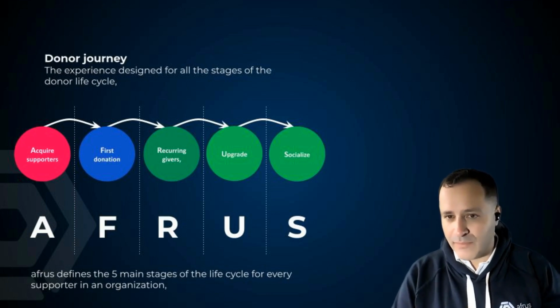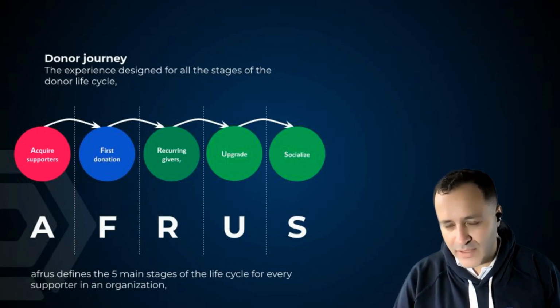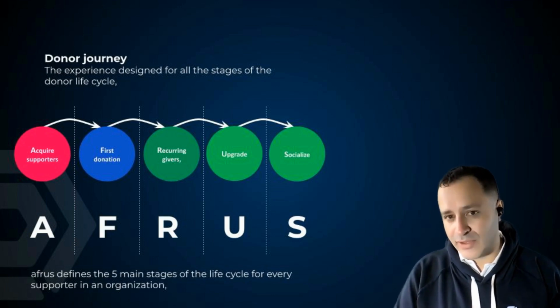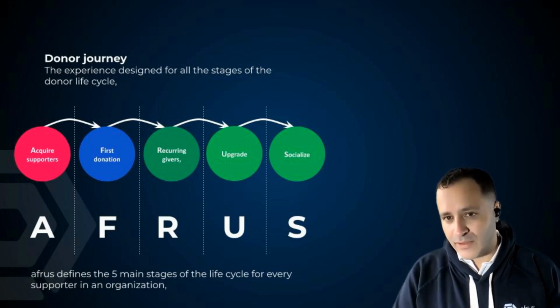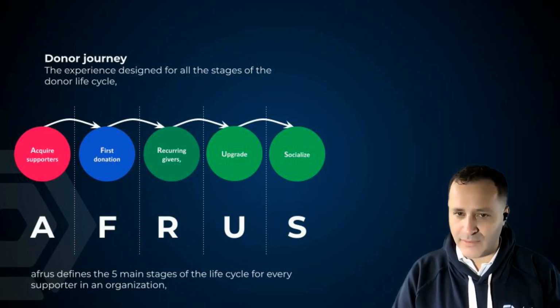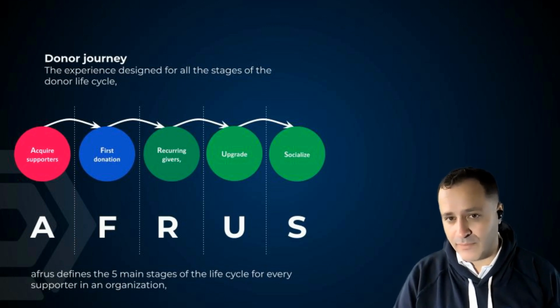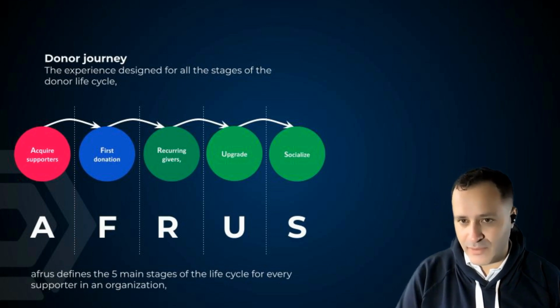And these 5 stages give the name to Afros. Afros is a marketing framework. It's not just a technology, where the first letter of these 5 stages allows us to create this framework, so to speak. It's the framework of the donor lifecycle.